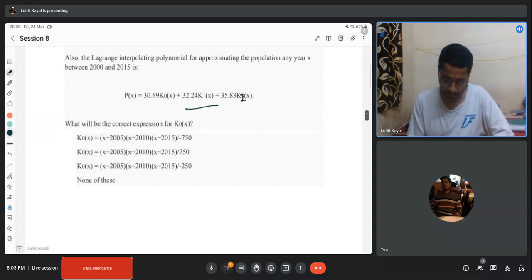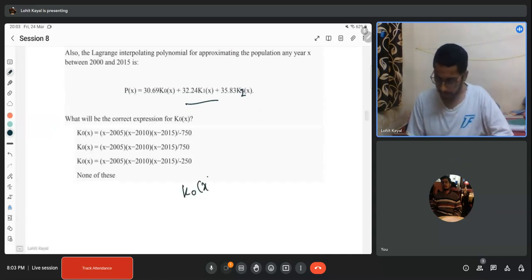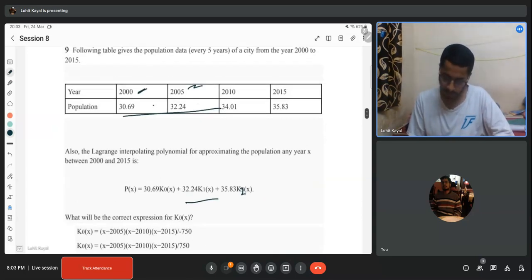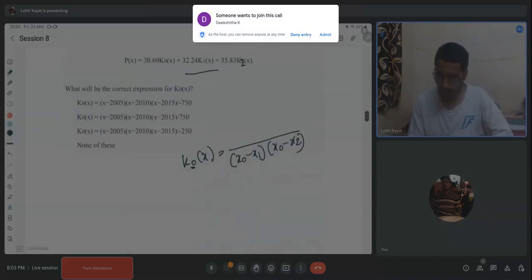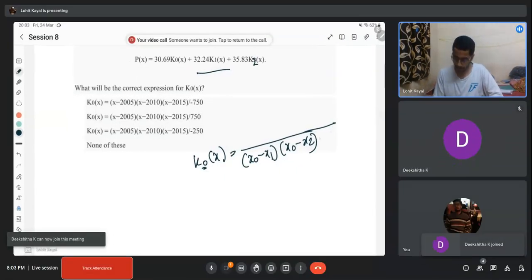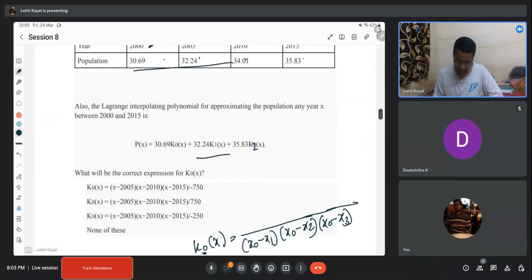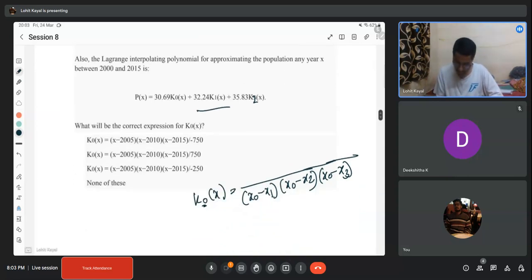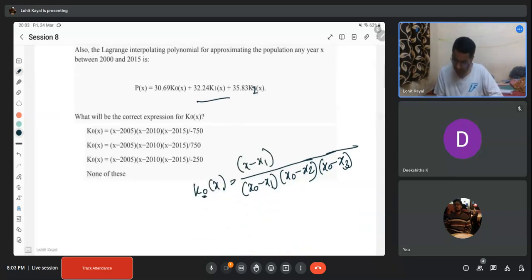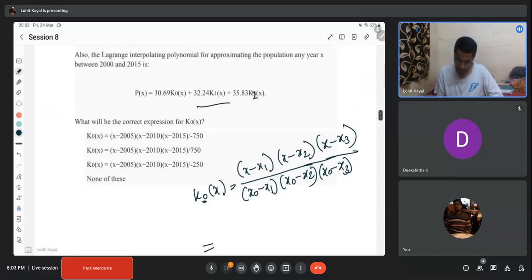K naught of X, very simple. K0 means X0 minus X1, X0 minus X2, and there are four data points, 1, 2, 3, 4, so X0 minus X3 in the denominator. And in the numerator, I will have X minus X1, X minus X2, and X minus X3. So what will be the final solution?